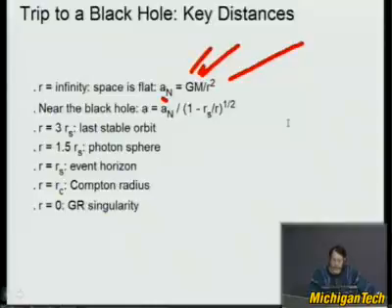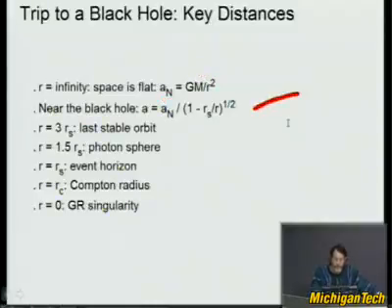However, when you get close to a black hole, although general relativity doesn't like to use fields, you would feel an acceleration toward the black hole given by this formula, where RS is the Schwarzschild radius, which is the radius of the event horizon. Going past that, there's no return, and we'll look at that in some detail.